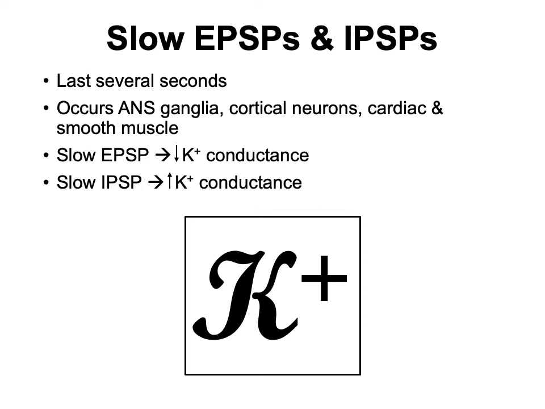Slow EPSPs will decrease potassium conduction out of the cell. That will help the inside of the cell stay more positive, moving it closer to threshold. And they do this by affecting voltage-gated potassium channels, keeping them closed longer. Whereas slow IPSPs will increase potassium conduction out of the cell, and they do this by making voltage-gated potassium channels stay open longer, allowing more conduction of the potassium out of the cell and making the inside of the cell more negative and stay more negative longer.